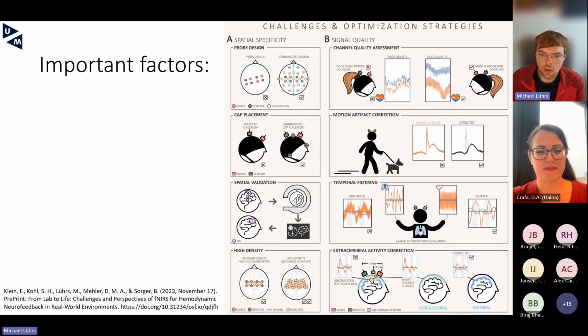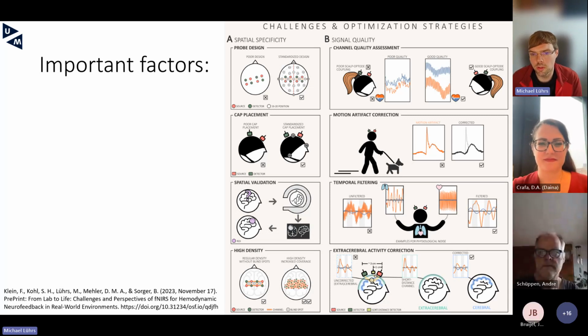So I'm using a lot of slides from Franziska Klein because she makes really nice images, and that really nicely shows what is part of the signal. And so here the whole process of the signal quality starts already with the probe design. So basically, which region of interest do you want to measure? Because signal quality can only be as good as the region that you really cover with your fNIRS signals.